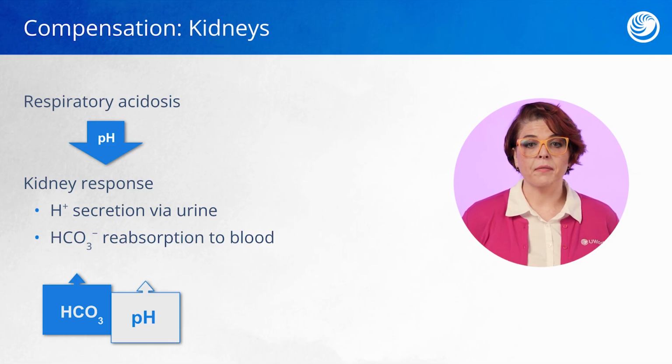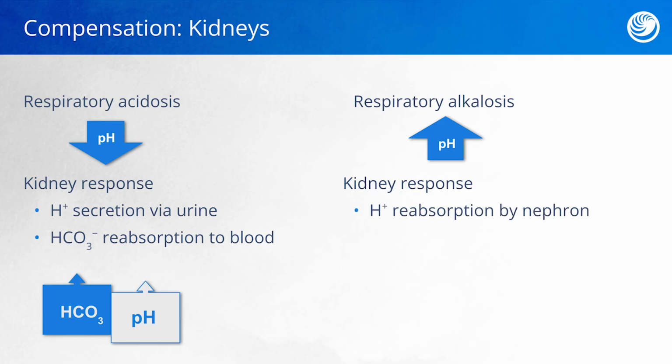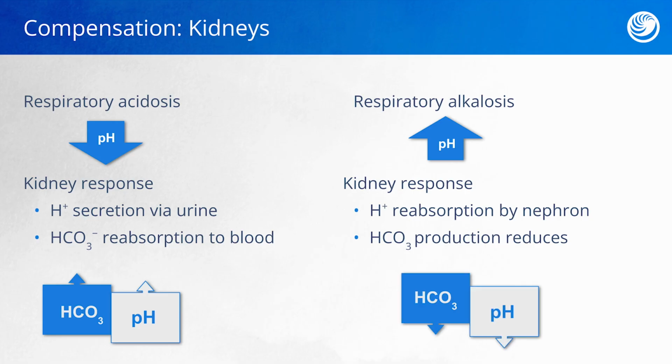to 7.45. Now let's look at respiratory alkalosis. Now our pH is kicked up. Our kidneys need to respond by reabsorbing acid. We're going to stop that bicarb production, and hopefully that bicarb reduces, which again is going to pull down our pH back to normal.